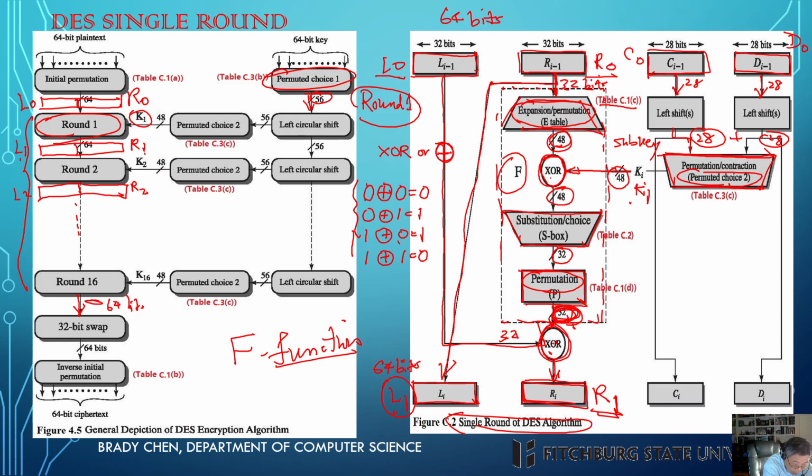Permuted choice 2 reduces the 56 bits, which is 28 plus 28, to 48 bits. That's the subkey. The subkey is then mixed with the plain text side. So that's the whole process inside round 1, and round 2 and round 3 are basically identical.